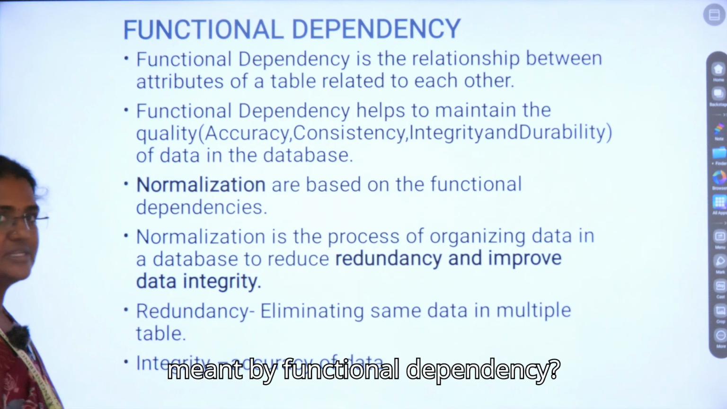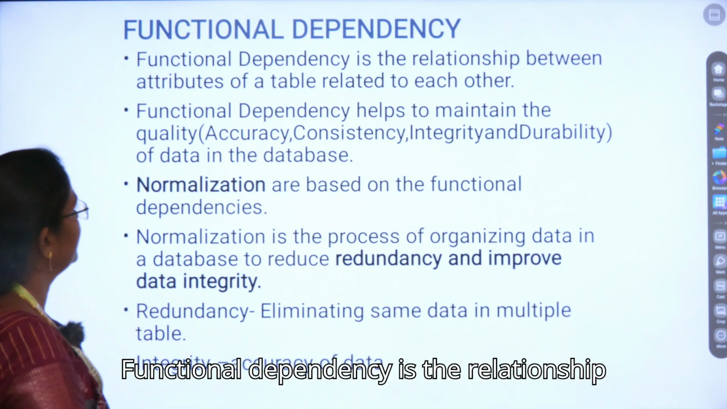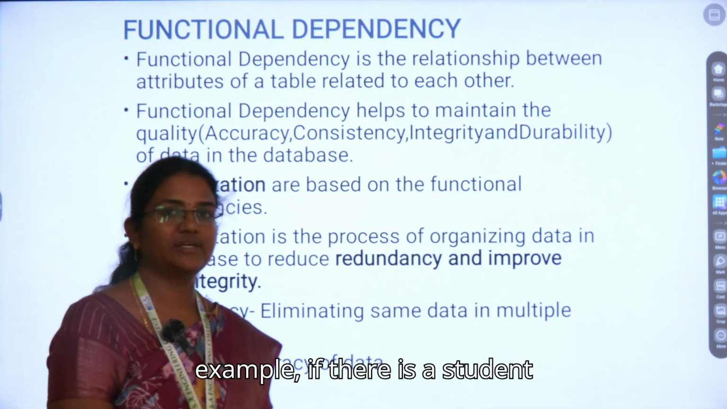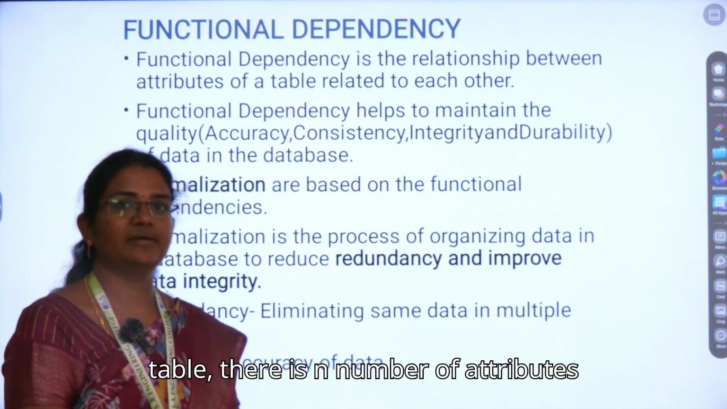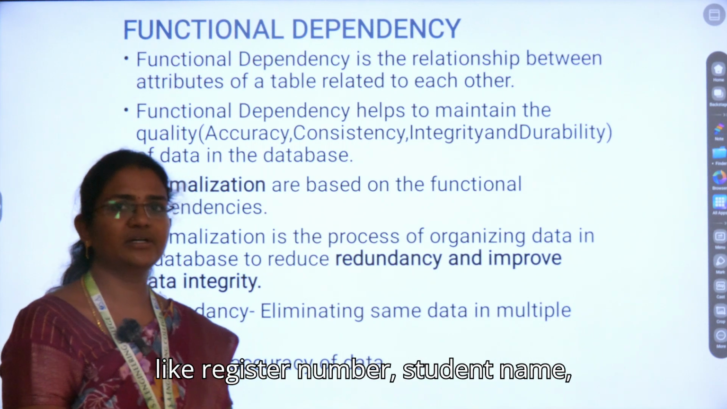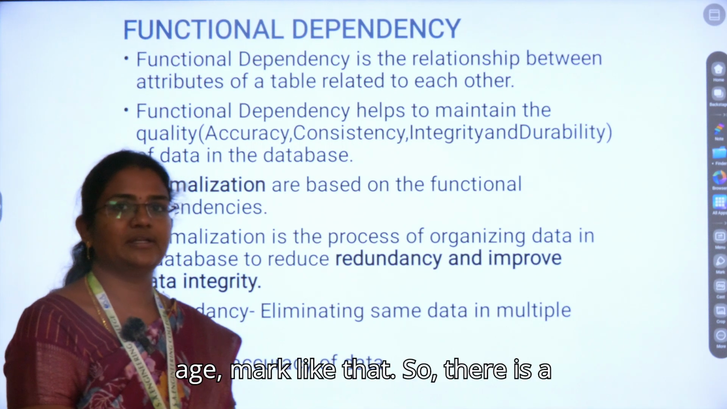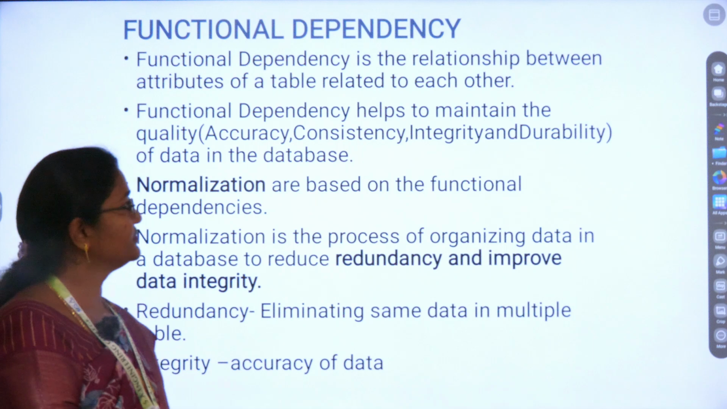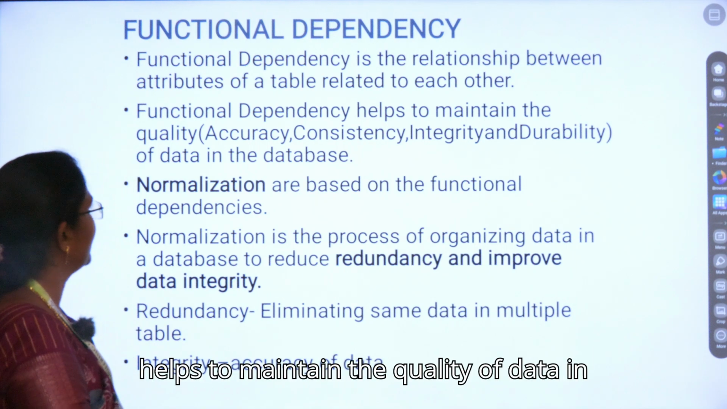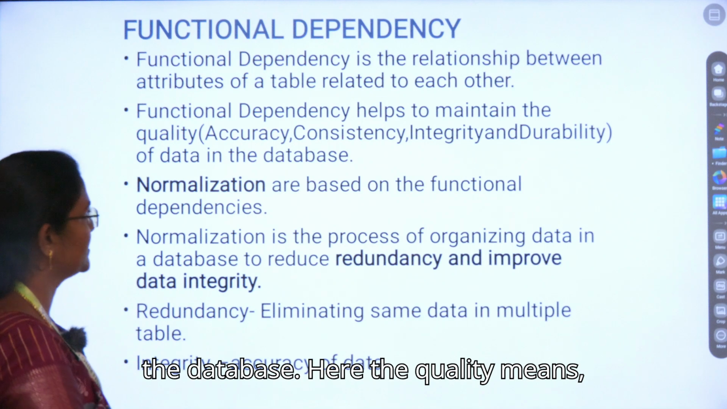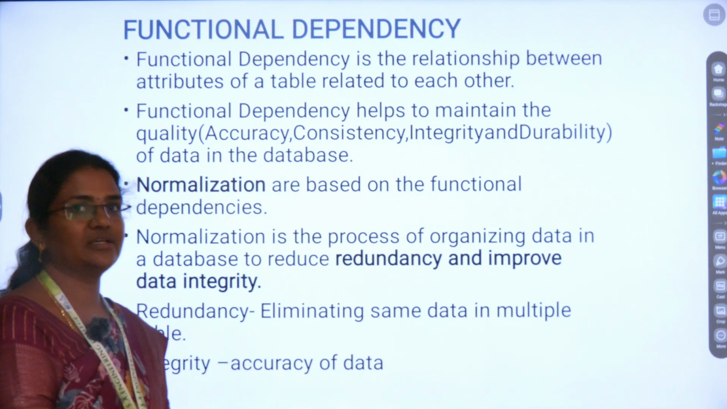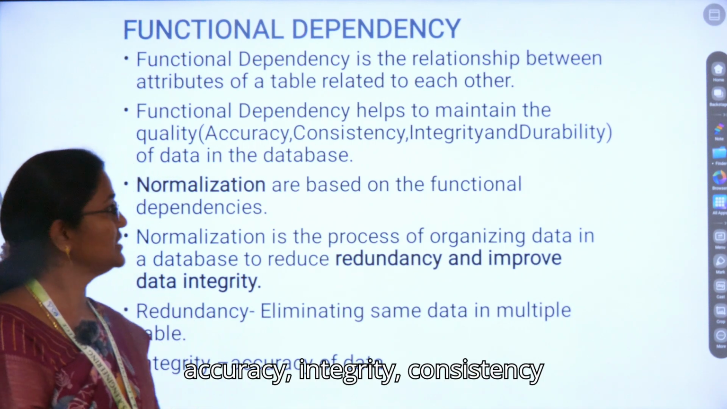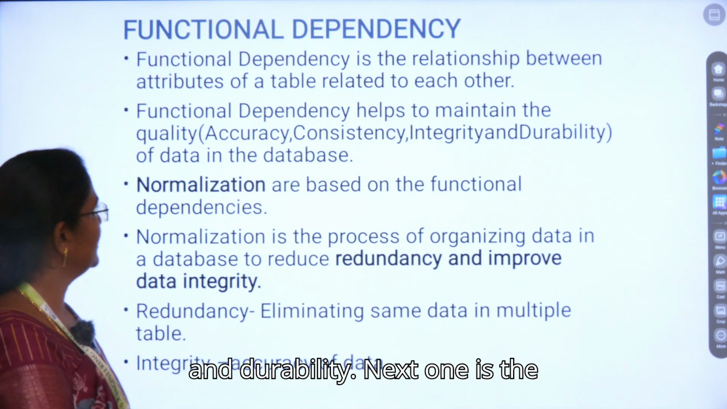First, what is meant by functional dependency? Functional dependency is the relationship between attributes of a table. For example, if there is a student table, there are n number of attributes like register number, student name, age, mark, and so on. There is a relationship between each attribute. Functional dependency helps to maintain the quality of data in the database. Here, quality means the database should maintain accuracy, integrity, consistency and durability.